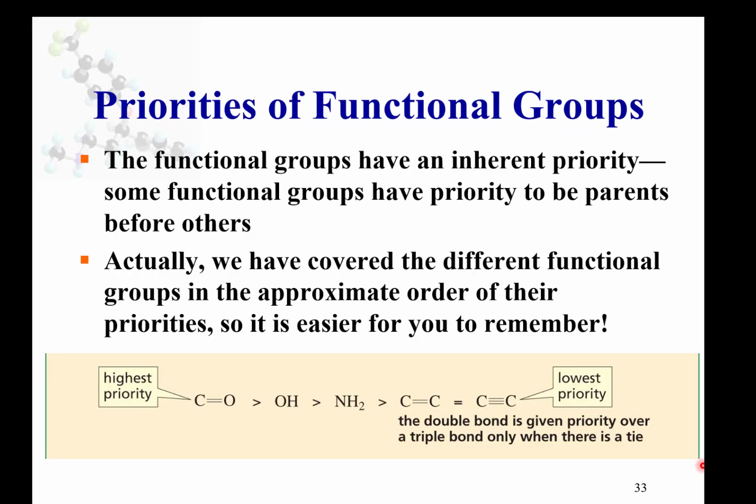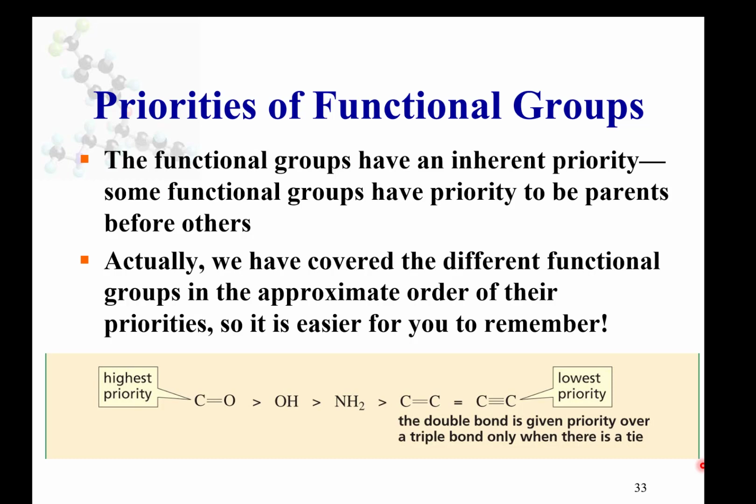Now, when we put all this together, there's just one more thing you need to know. So far, we have talked about all the functional groups individually. But what happens when we mix it all up? That is, it is possible for many functional groups to be in one molecule. The last thing you need to know about how to name organic compounds properly is that the functional groups do have an inherent priority. That is, some functional groups have higher priority to be parents before others.